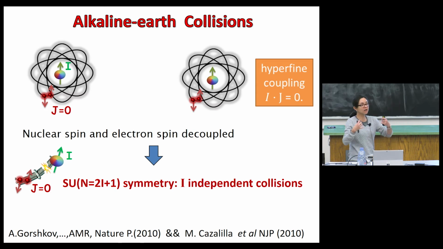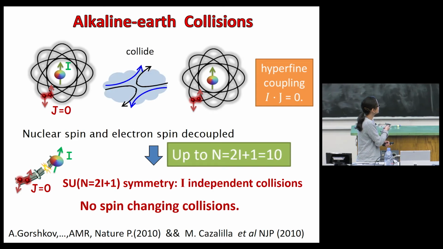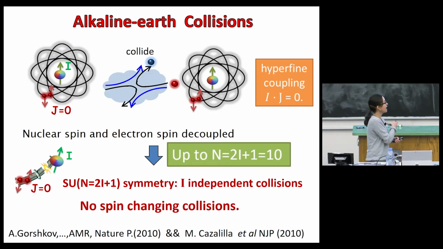And what that means is that when atoms collide, the collisions don't depend on the nuclear degrees of freedom. So if I have two atoms, I don't care about how the nuclear degrees of freedom are populated. I only care about the electronic degrees of freedom. That generates what is called an SU(N) symmetry in the collisions. And this SU(N) symmetry in the collisions means that there are associated conservation laws that give rise to very strong constraints on how atoms can collide.